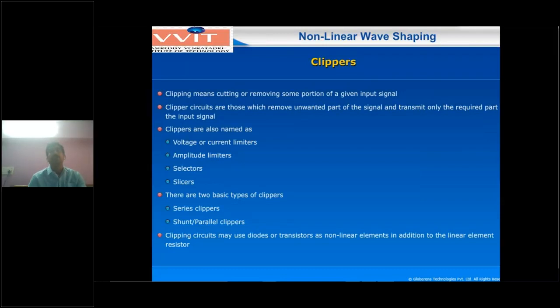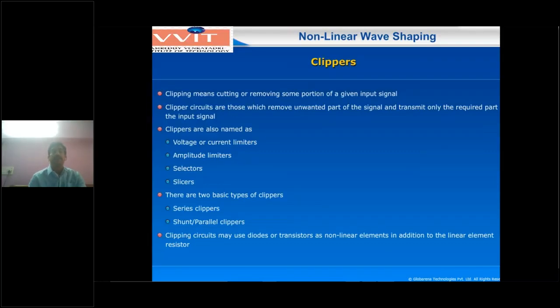There is a desired portion you want to transmit. So a clipping circuit removes the unwanted part of the signal and transmits only the required part of the input signal. Clipping circuits have different names, such as voltage limiters, current limiters, amplitude limiters, selectors, or slicers. They are the different names for clippers depending on the application.